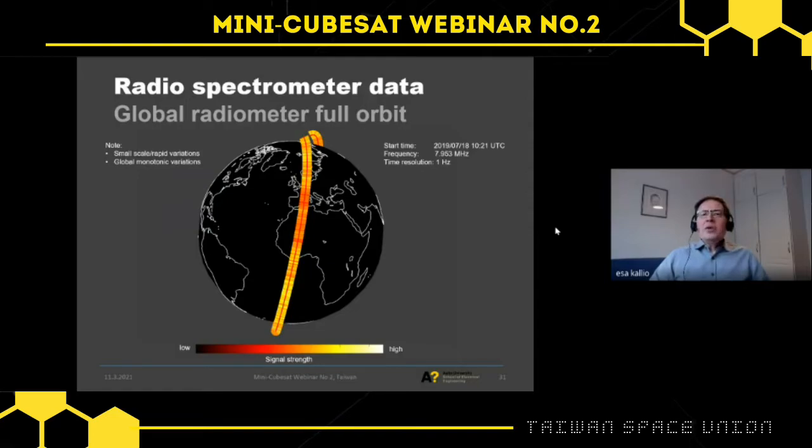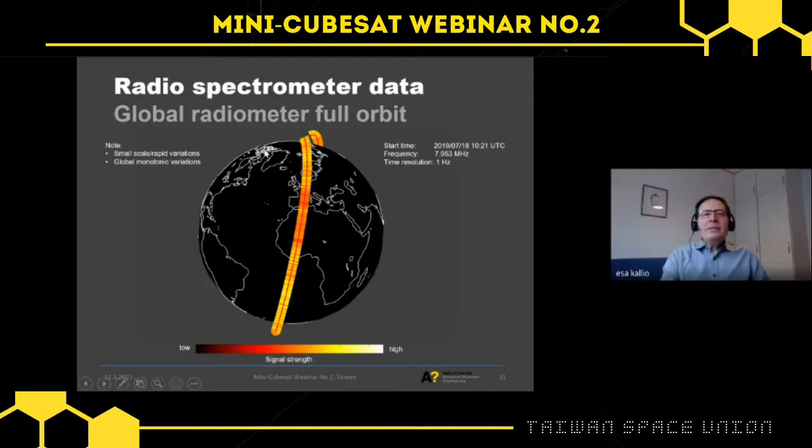But here we see a little bit older data from 2019, where we used the low telemetry, low data rate observation mode, so only 5 data points per second. As I mentioned, we can then collect the whole orbit or several orbits. Here we use a radiometer, so you use the same frequency, about 8 megahertz, during the whole orbit.